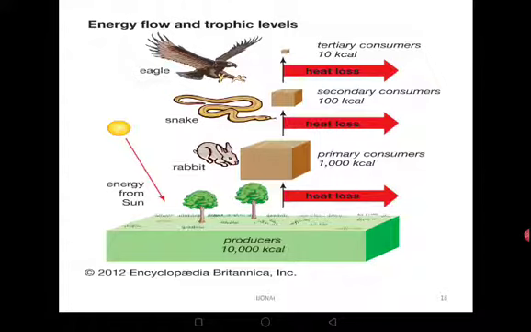But let's look at this pyramid critically. You realize that at each trophic level, we are losing energy. And we're going to see how energy is lost through heat, through respiration, through growth, and other processes. And only little is passed from one trophic level to the other.